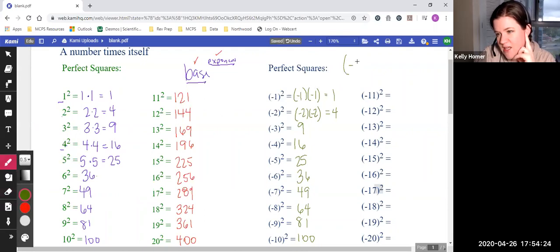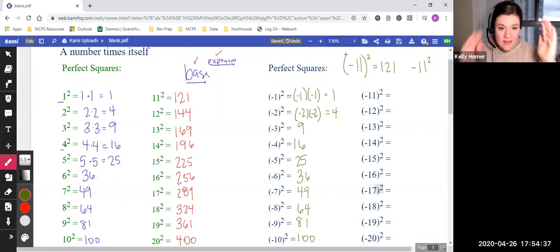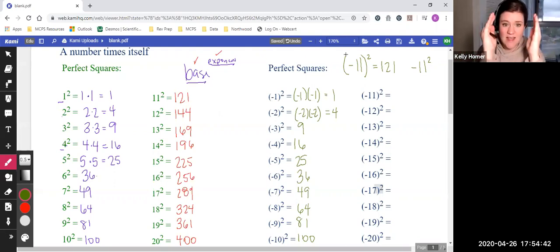All right, so we'll do a -11. Squared is 121, right? But (-11) squared is different, right? The parentheses, think of it like a hug. That parentheses is happening first. In our order of operations, P comes first before E, exponents. So that's telling us we are squaring the -11.